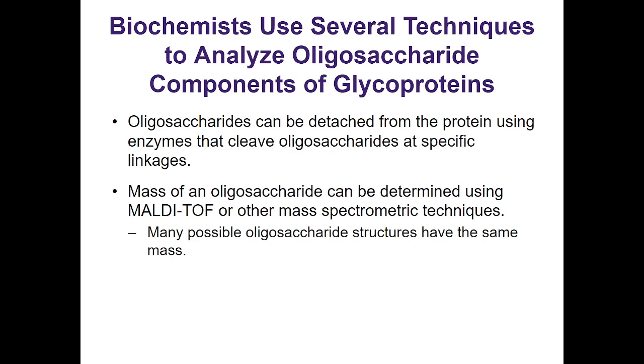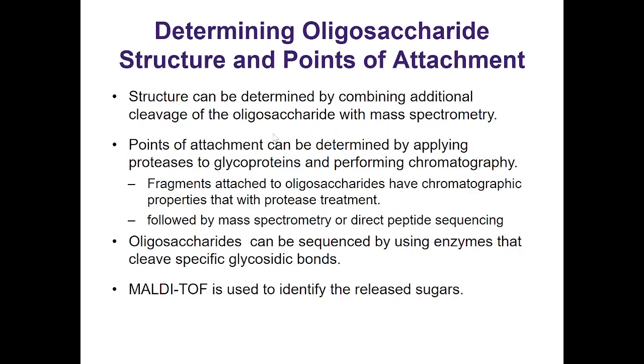Normally, I've heard this referred to as MALDI-TOF because people don't want to have to spell it out every time. But I don't know if that's actually the official way you're supposed to do it. Write it. MALDI-TOF. They can also use mass spectrometric techniques. Many possible oligosaccharide structures have the same mass, and so you do have to be aware of that.